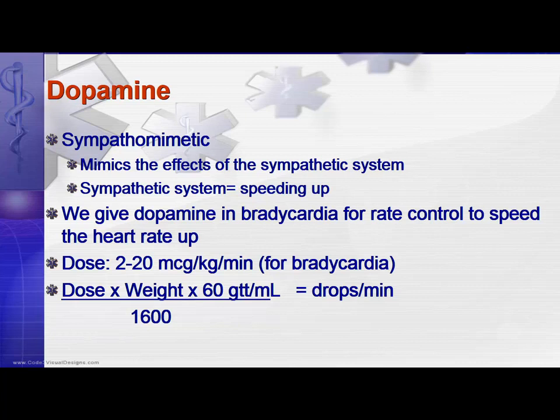Oh, okay. So, I mean, you know, it's pretty simple here. Let's say that you're wanting to give, I don't know, 5 mics. You want to get 5 mics per kg per minute. Let's just go easy. So 5 times, let's say they weigh 220 pounds. How convenient. 100 kilograms times 60 drips divided by 1600.